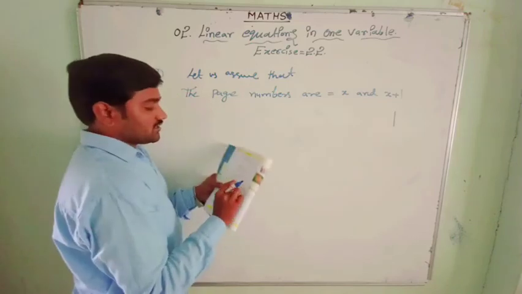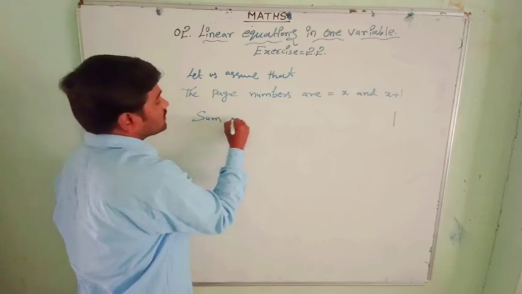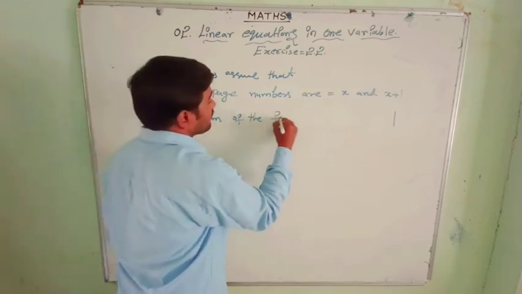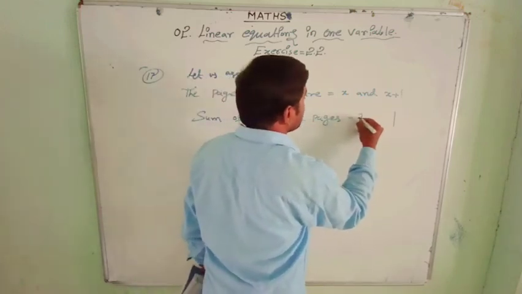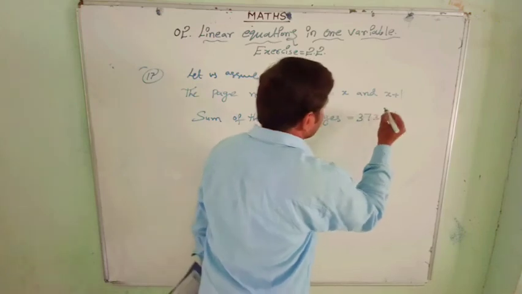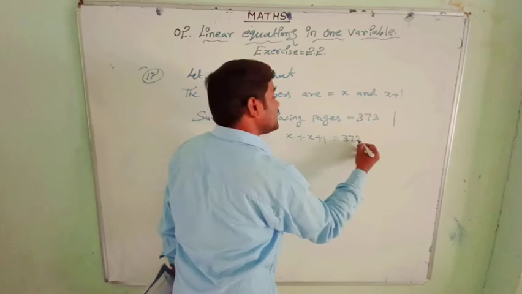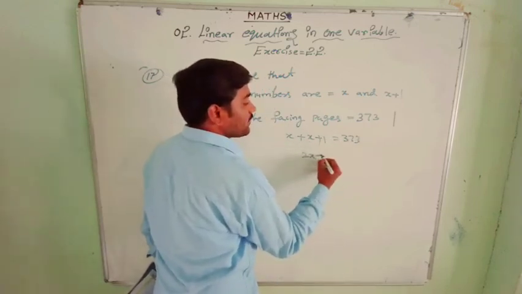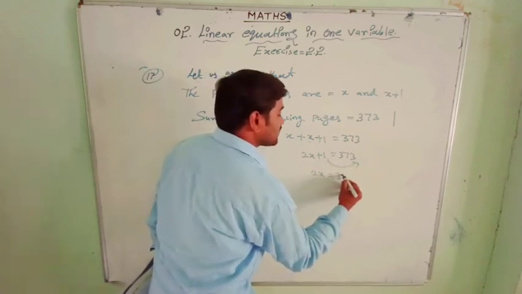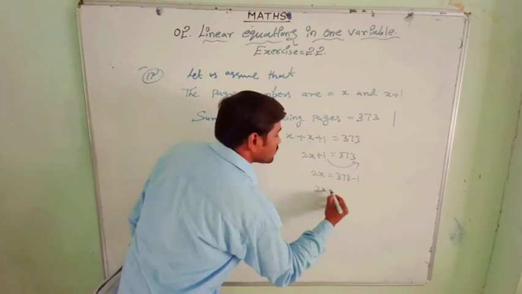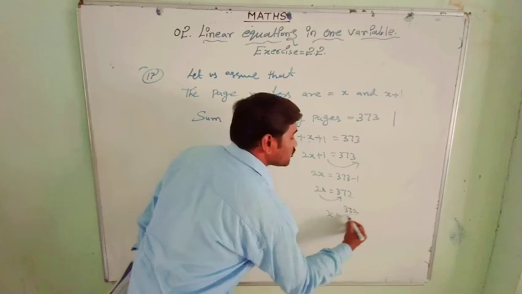So the sum of the facing page numbers, according to the problem, equals 373. So the sum of these pages, x plus x plus 1, equals 373. x plus x is 2x, and plus 1 equals 373. This plus 1 you transfer to this side. Then 2x equals 373 minus 1, so 2x equals 372. This 2 will transfer to this side. So x equals 372 by 2.